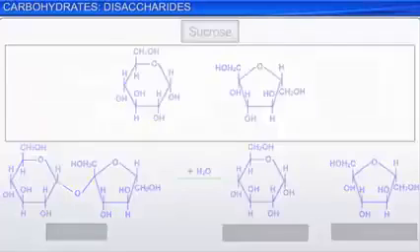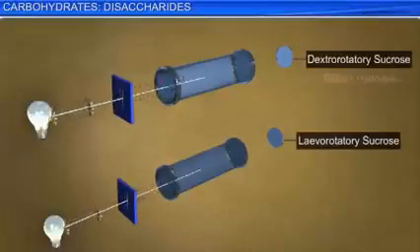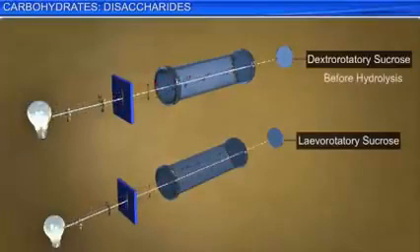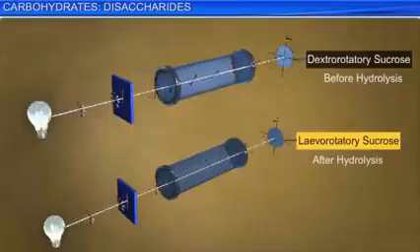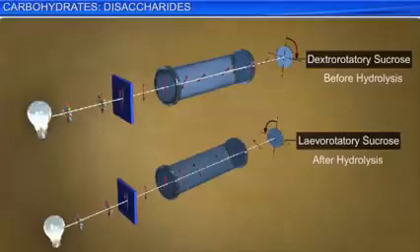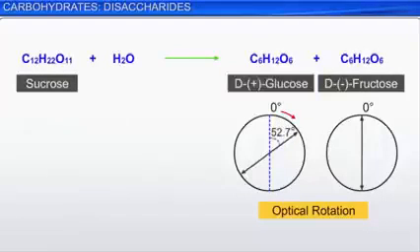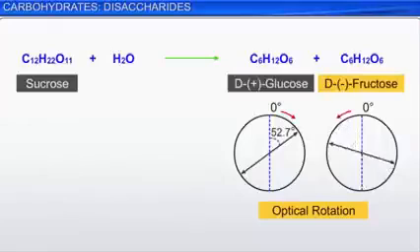Solutions of sucrose are dextrorotatory, but when sucrose is hydrolyzed, it becomes levorotatory. There is an explanation for this anomaly. The optical rotation of D-glucose is found to be plus 52.7 degrees, and that of D-fructose is minus 92.4 degrees.